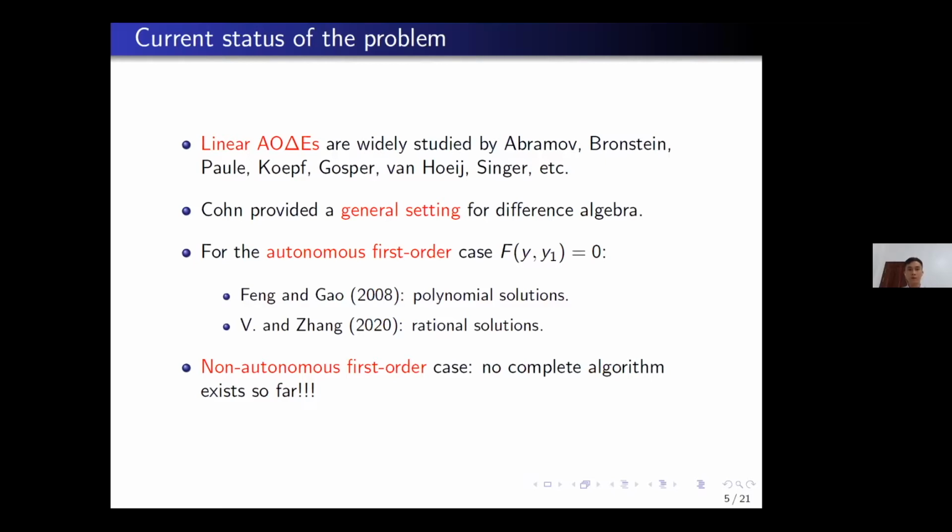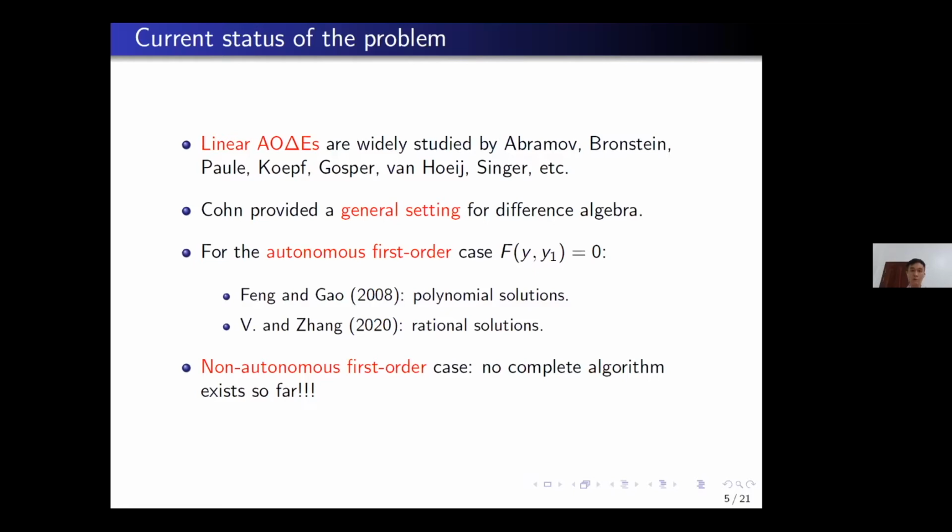Thang and Gao presented a complete algorithm for computing a polynomial solution of this kind of AODE in 2008. At that time, they weren't successful in finding a rational solution because they could not bound the degree of a rational solution.